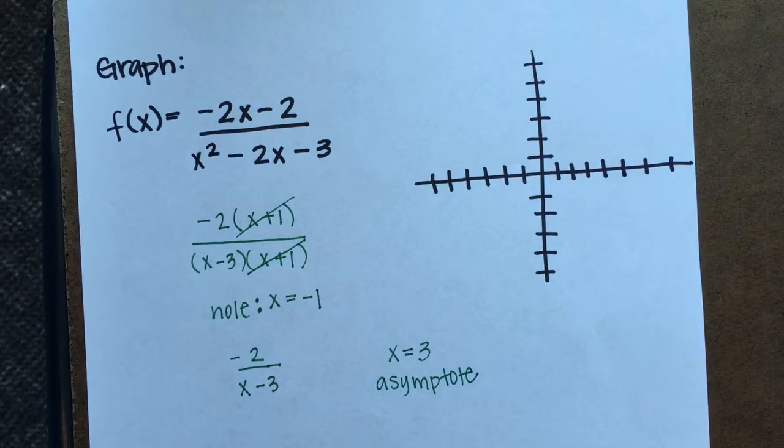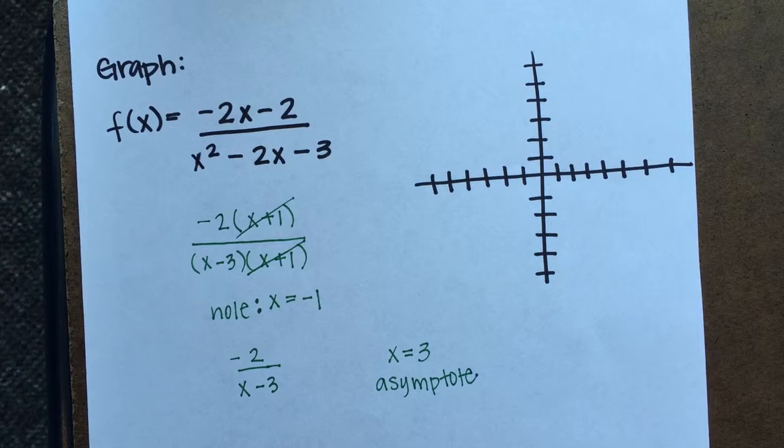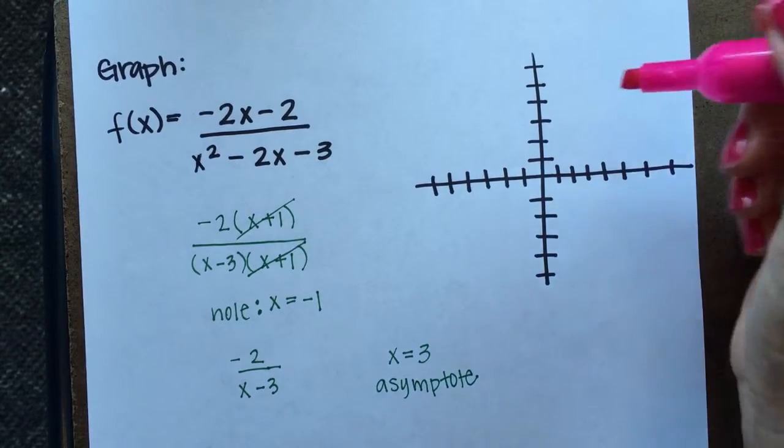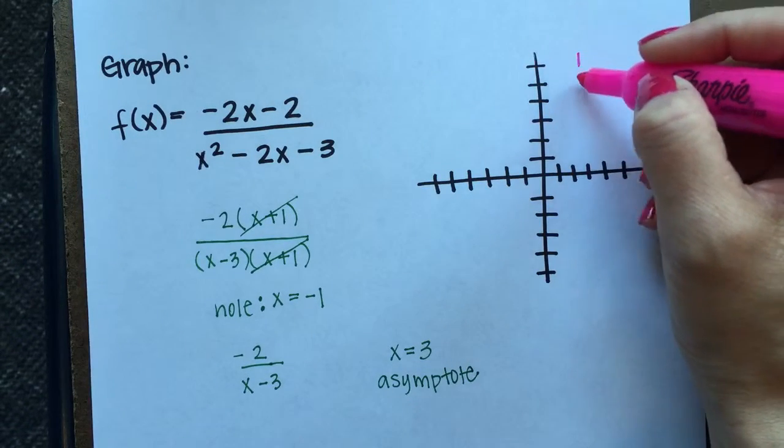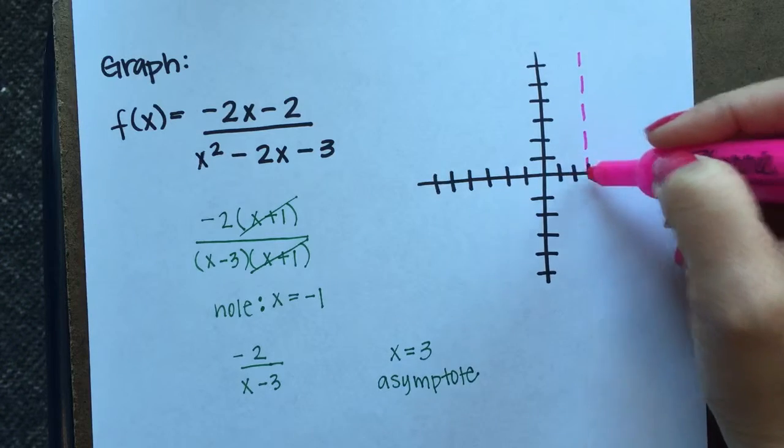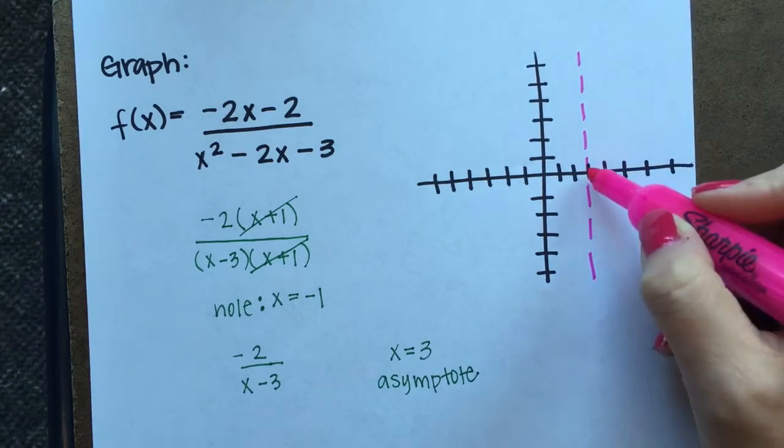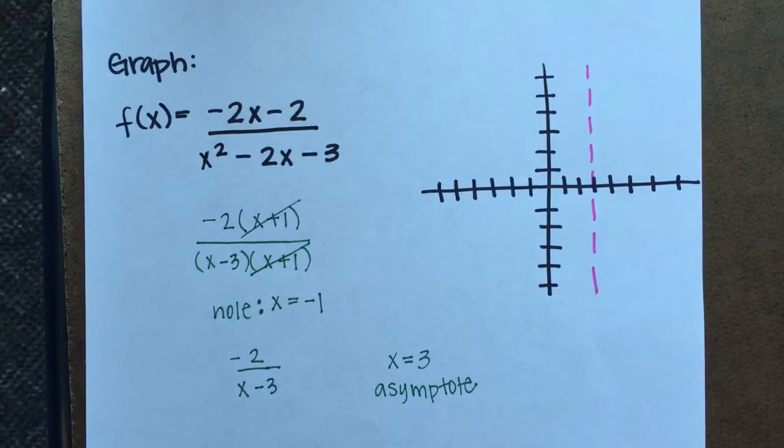So I'm going to draw my asymptote at positive 3. X equals 3 is a vertical line crossing the x-axis at 3. So I'm going to use my highlighter, draw a dashed asymptote through 3 on the x-axis.